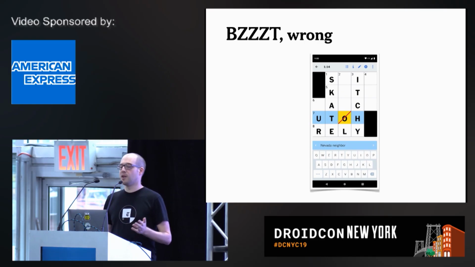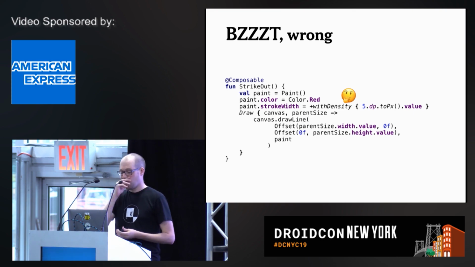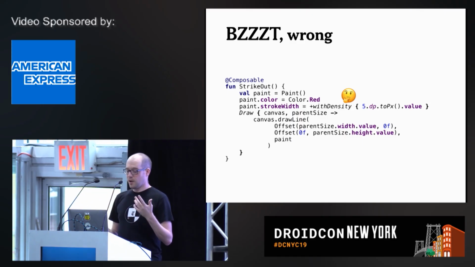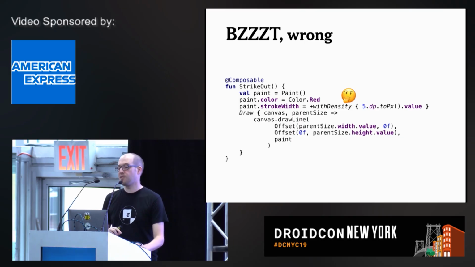So how are we going to achieve this strikeout and integrate it into what we've already done? Let's create a composable for the strike through. We're going to do some painting like we're used to. We're going to instantiate a paint, set the color to red, and draw it on the canvas. I'm going to get to this stroke width density bit in a little bit, because this is really cool. Suffice to say, right now I want my stroke width to be 5 dips, and we'll get back to that.